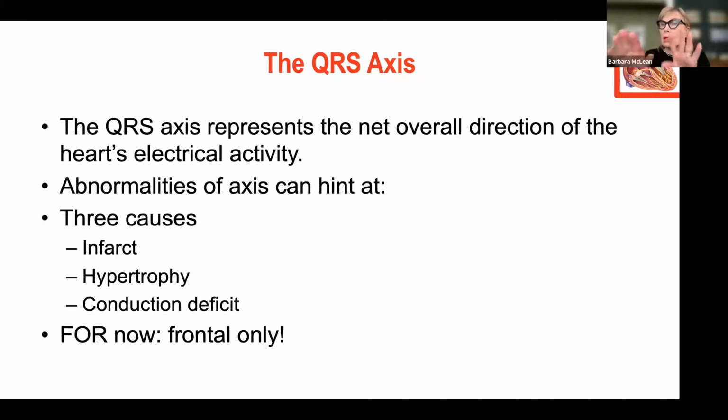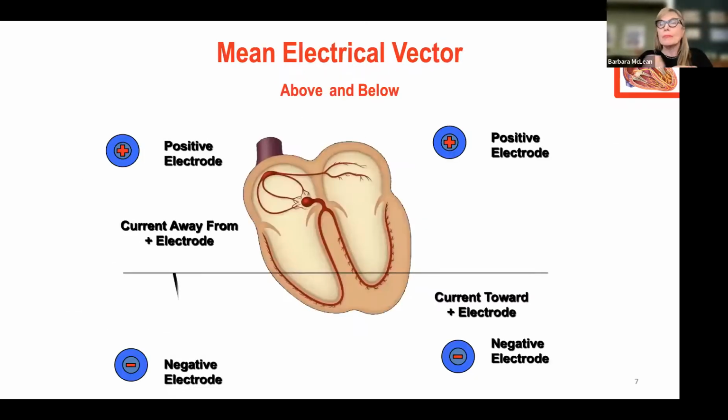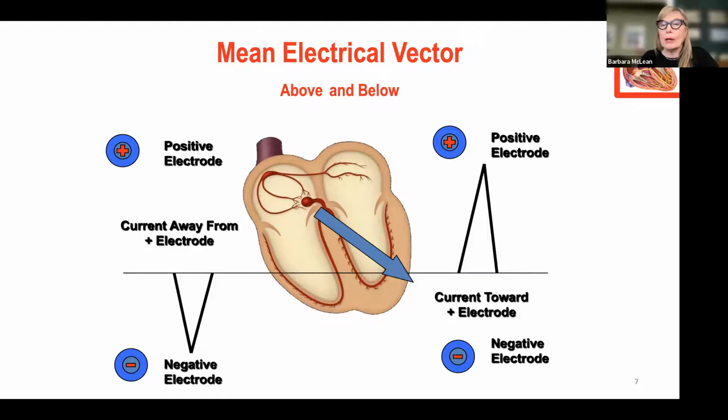So for now, we're going to start with frontal planes only. Okay, so in the frontal planes, what we talk about is you are always evaluating the direction of current. So this is representing here AVF, lead 3 and lead 2, all of which have the positive electrodes on the left leg. We're talking about frontal plane leads.